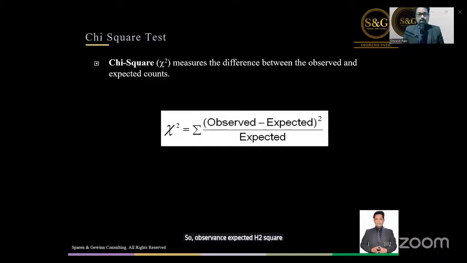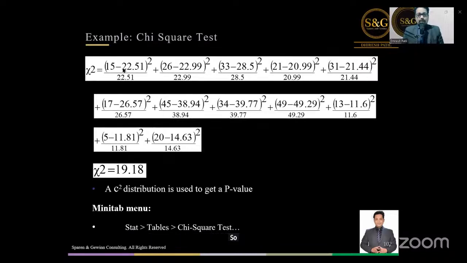Divided by expected. For example, you can see here 15 minus 22.51. We have just calculated that, right? 15 is the actual value, 22.51 is the expected value. The square of that difference is divided by the expected value, which is 22.51. They have done this for each and every value and summed it up. That is the chi-square, which is 19.18. From the chi-square, we go to the chi-square table and then calculate the p-value.